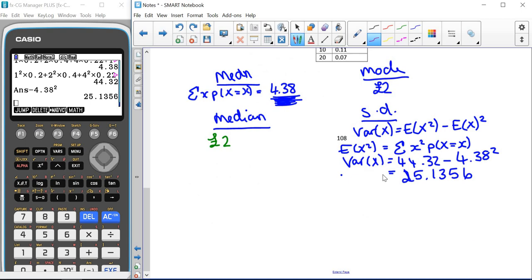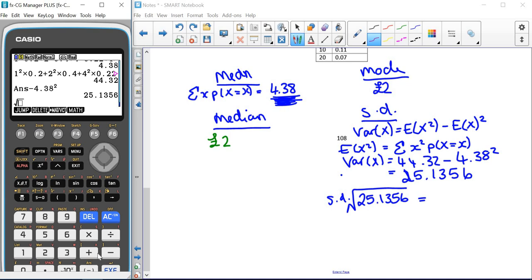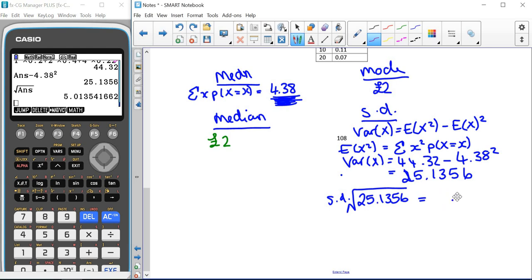It was asking for the standard deviation, and that's the variance. So we're going to have to square root our 25.1356 for the standard deviation. So square root our answer, which gives us 5.01 to 3 significant figures, and that also makes sense in context because we were talking about money, so that's pounds and pence.